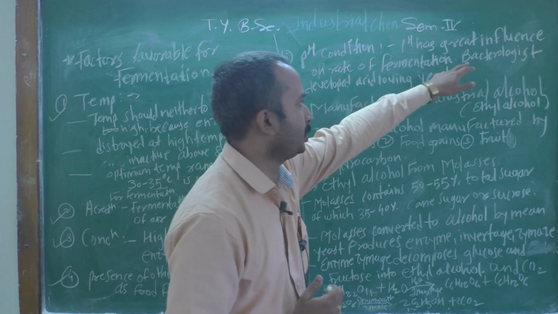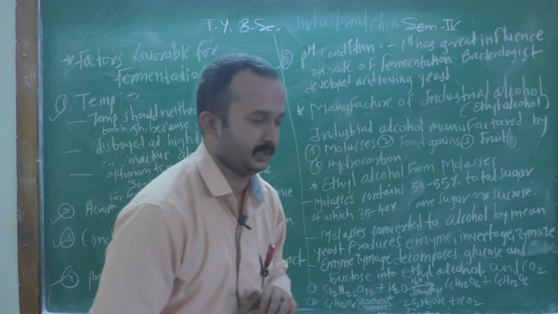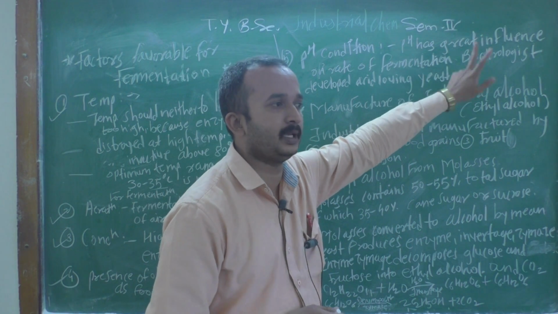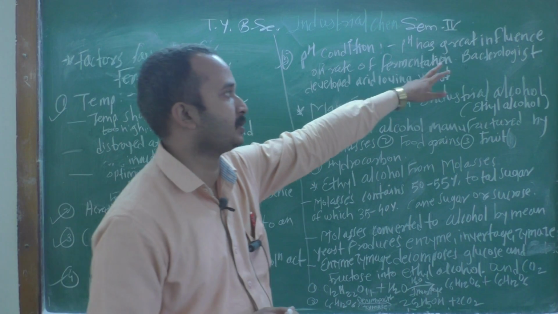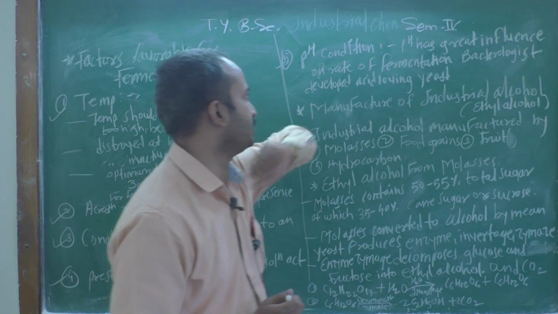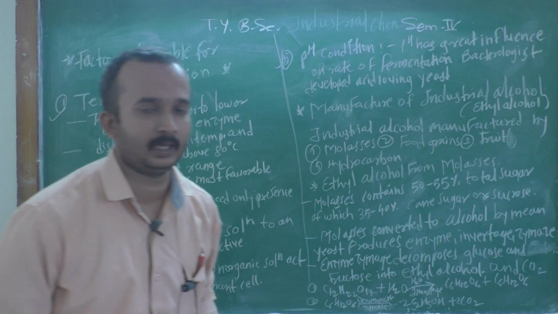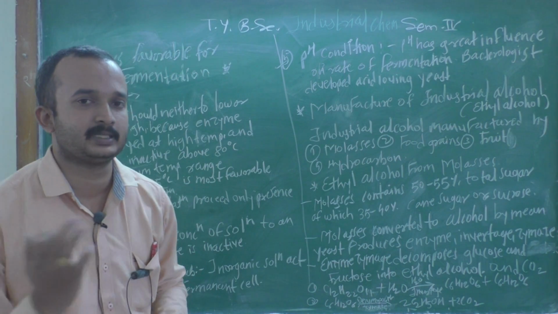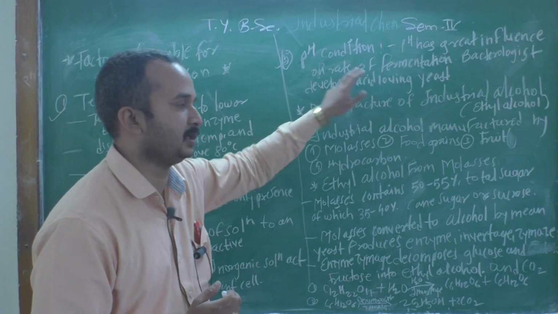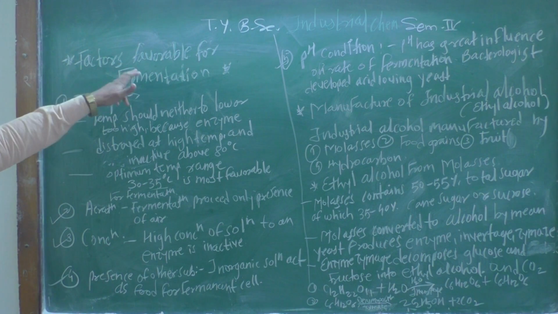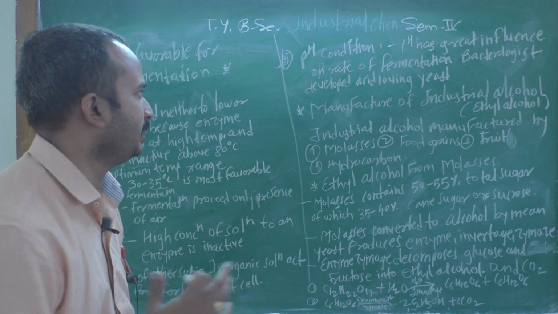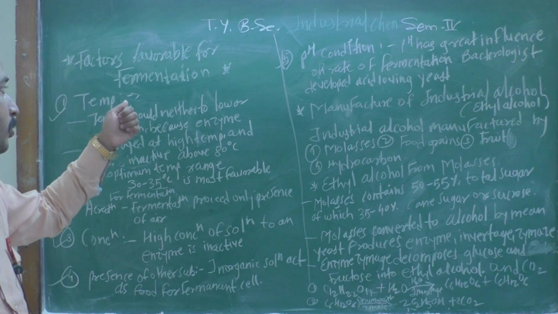Next, the bacteriologist develops the acid-loving yeast. In this pH condition, what does bacteriologist mean? Some scientists who study bacteria are known as bacteriologists, and the bacteriologist develops the acid-loving yeast, which you have to use in the fermentation process. These five factors are favorable for the fermentation process. Therefore, the factors favorable for fermentation are over.